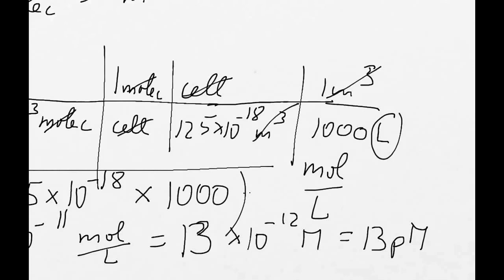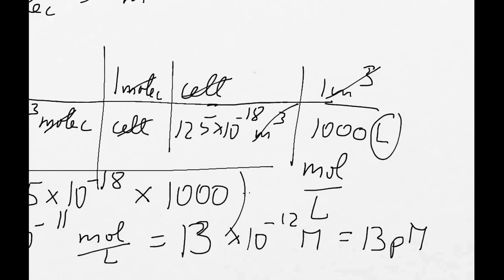And it can be DNA, it can be something else. One molecule in a prokaryotic cell is roughly 13 picomolar. Who cares if it is 13 picomolar or whatever? Okay, here comes the trick.